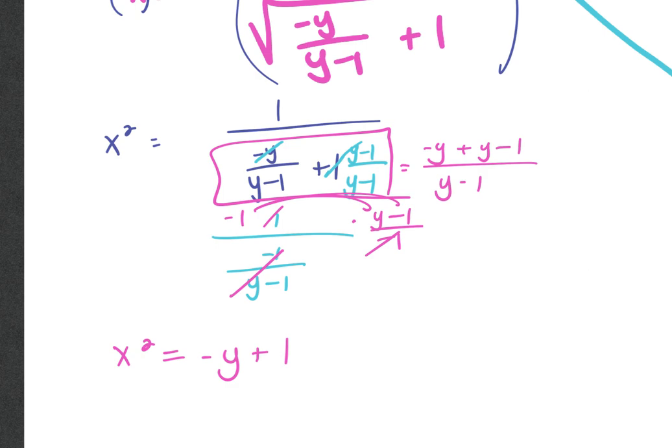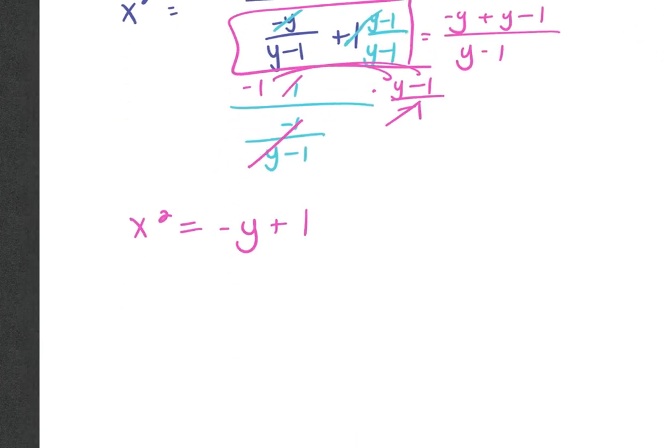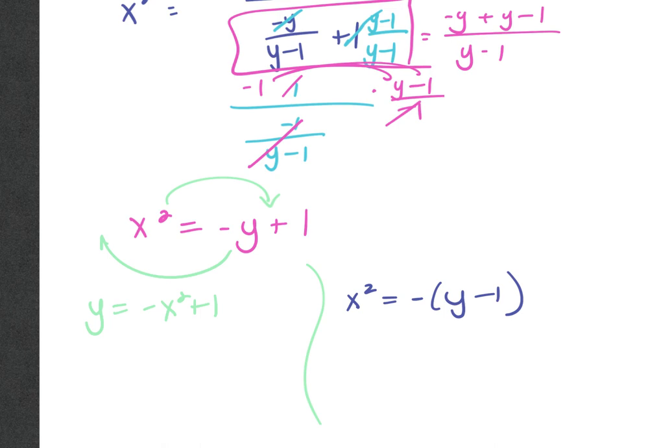So again, with a parabola, you know two ways to graph it. You can either get it into y equals form, or you can get it into standard form we just used in the last chapter. So one way would be move the y over here, move the x to the other side. It would be y equals negative x squared plus 1. You can graph that. Or you can make it x squared equals negative y minus 1.